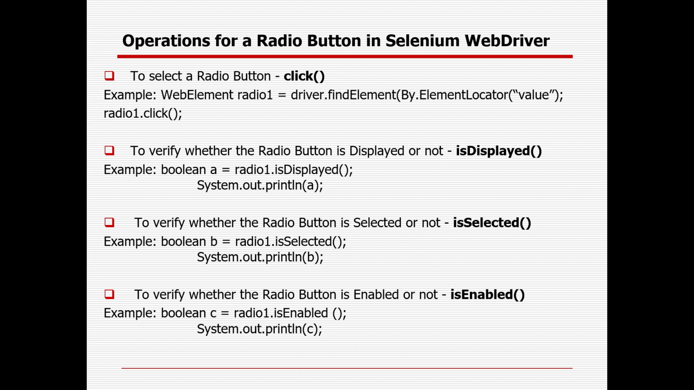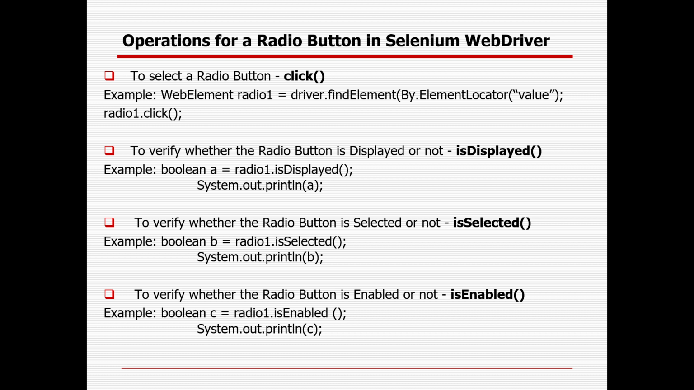Yes, so those are the methods. Is displayed will let you know whether that option is getting displayed in the UI or the web page. Is selected lets you know whether that option is selected or not. Is enabled lets you know whether it's enabled or not. Sometimes it can be disabled, so that property lets you know. In case it's disabled, your script will fail.